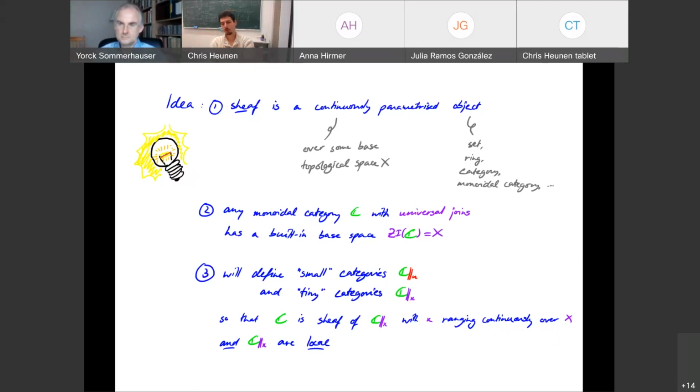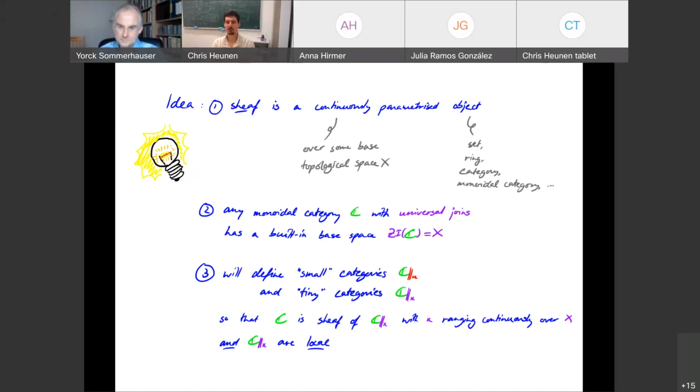So that's part one. Part two is, if you start with any monoidal category C that has universal joins, then there is this built-in base space of its central idempotents already. So I'll be using that as a base space. And over that base space, we'll define small categories, or smaller ones. Namely, if you have an open in the base space, we'll define C restricted to U, sort of the local sections, if you like. And if you have a point in the base space, we'll define something called C restricted to X, which is called the stalk, and it's like a tiny category. And these are the things that will vary continuously, the tiny ones.